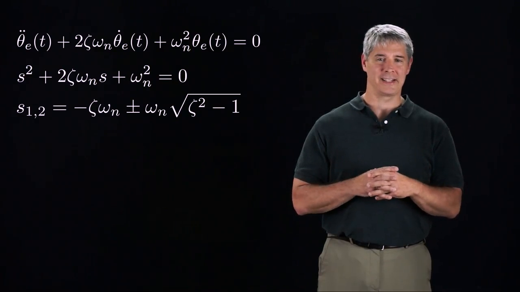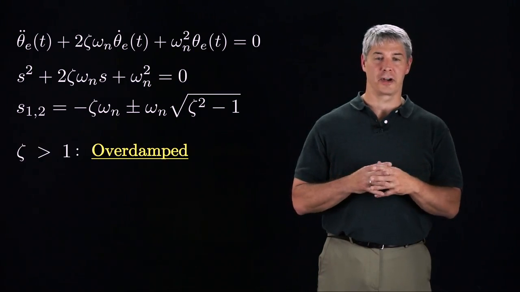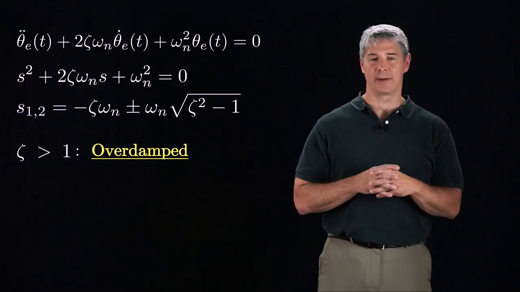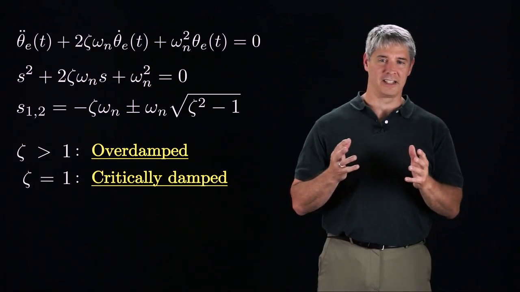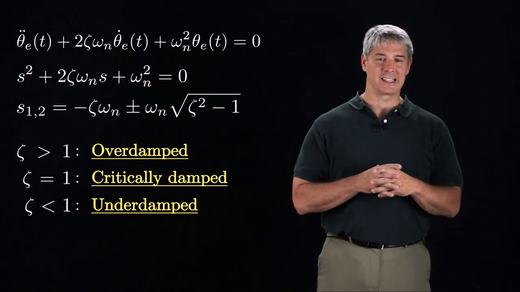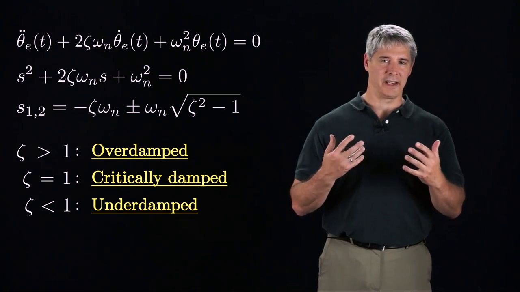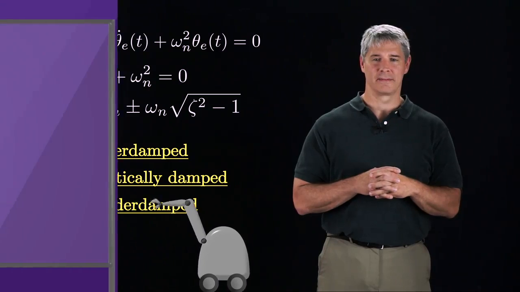We'll consider 3 cases depending on the damping ratio zeta. If the damping ratio zeta is greater than 1, we say that the dynamics are overdamped. If zeta is equal to 1, the dynamics are critically damped. Finally, if zeta is less than 1, the dynamics are underdamped. Let's look at the details of the error response for each of these cases.